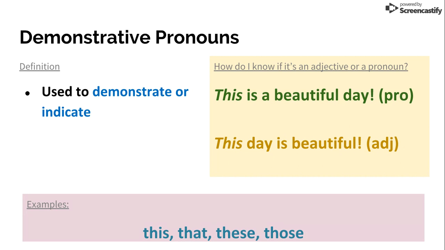In the green sentence, this is a beautiful day, this is functioning as the subject of a sentence. Only nouns or pronouns can be subjects of a sentence. So we know that this here is a pronoun. Now in the yellow sentence, this day is beautiful, this is functioning as an adjective that is modifying day. Which day? Oh yeah, this day. So your demonstrative pronouns are this, that, these, and those.